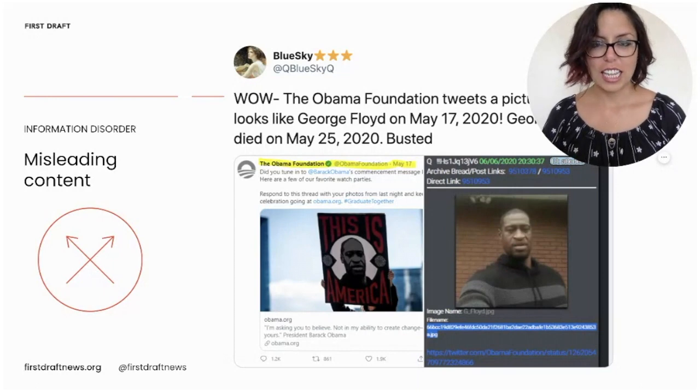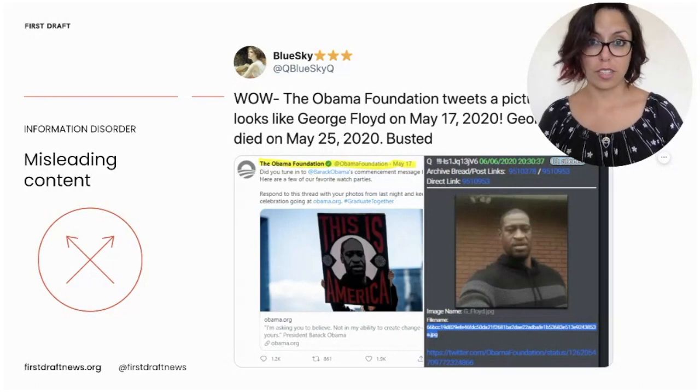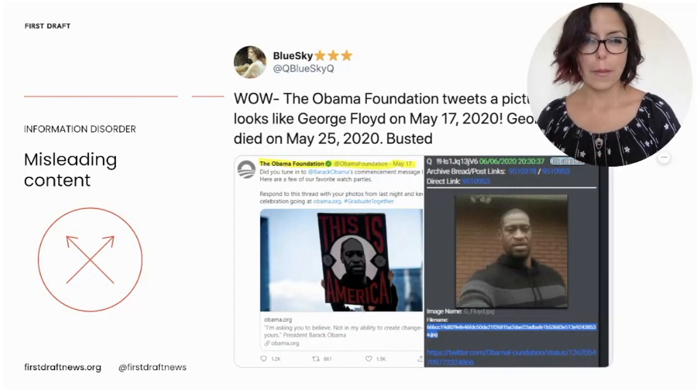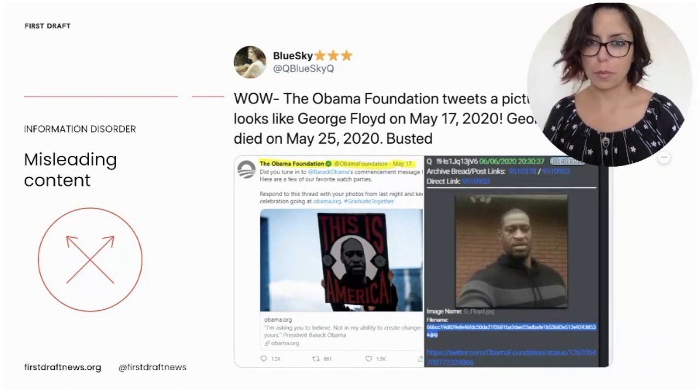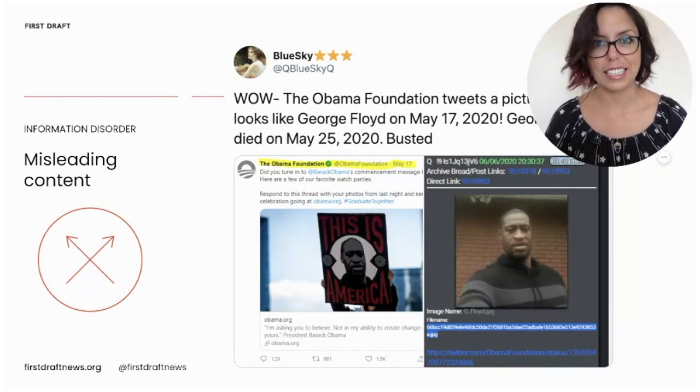Misleading content. This is when the information that you're looking at seems to point to one thing, but if you stop and dig into it a little bit more, it actually means something completely different.